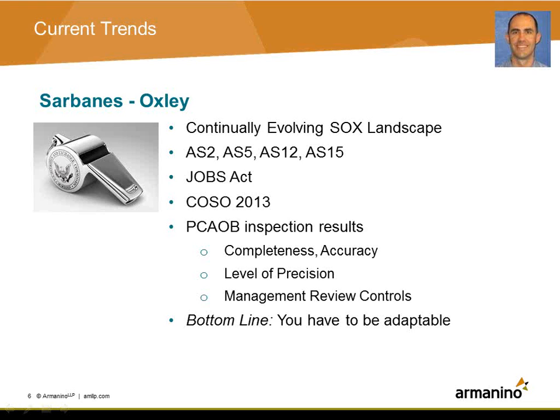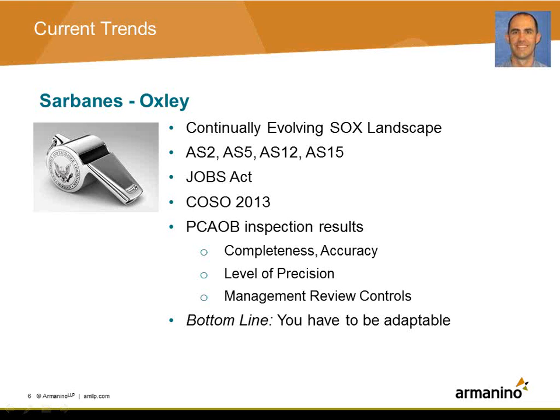Back in 2004, 2005, we had AS2, which was a very bottom-up audit standard. We then adopted AS5, which really shifted it to a more practical top-down approach. From there, additional audit standards continued to be introduced around auditable evidence, materiality calculations, and risk assessment. One of the most significant changes and trends came about in April of 2012 with the passing of the Jobs Act.